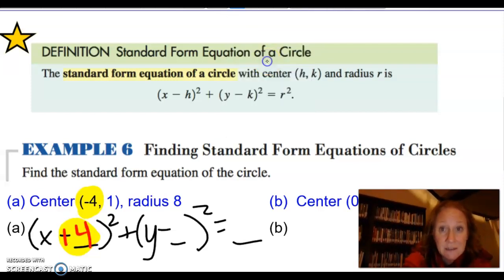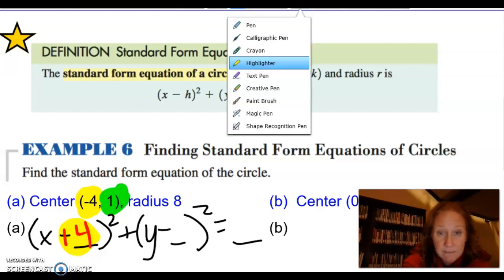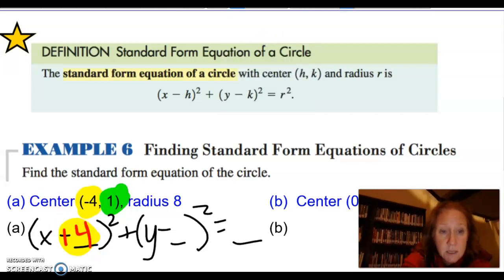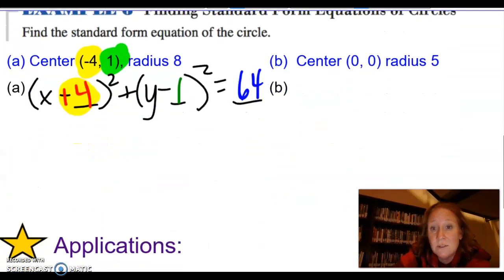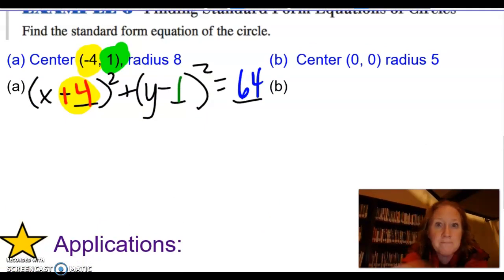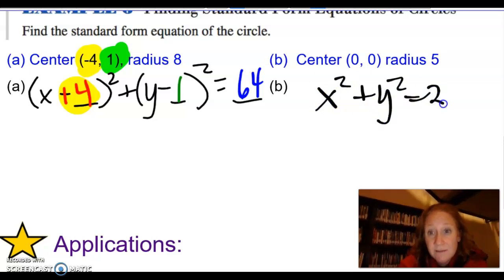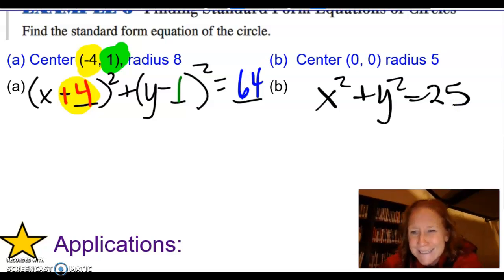Okay, now I'm going to look at my y's. 1, so minus 1, like the sign doesn't change. And then here, I don't put 8. I put 64. You're like, why is it 64? Well, because 8 squared. All right, so now you take a moment and you do the center at 0, radius 5. Push pause, and I'm going to start writing. x squared plus y squared equals 25. You're like, well, what about the minus 0? Doesn't matter. I love the 0, 0 ones.